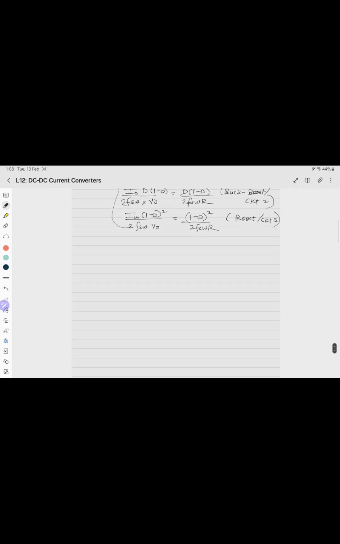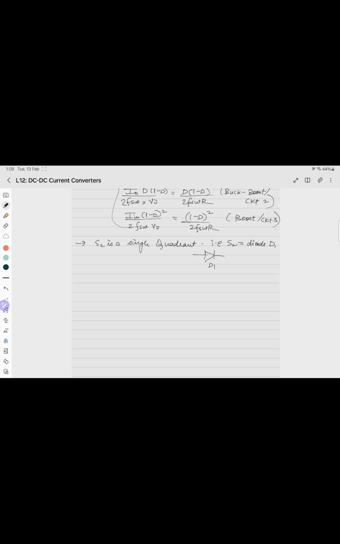So we also find that the switch S2 is a single quadrant switch, that is, S2 can be a diode D1. S2 can be a diode because it just needs to block the voltage of one polarity, and it should pass current in only one direction. So that's why these are the basic topologies of DC-DC current converters.